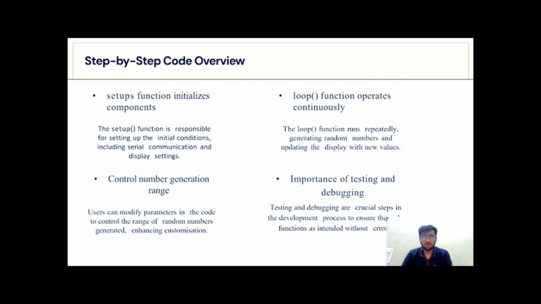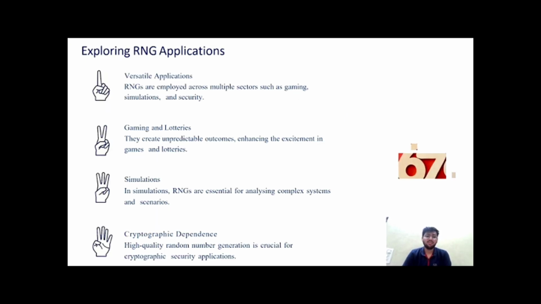Now, code overview of our project. First, setup function. Setup function is responsible for setting up the initial conditions, including serial communication and display setting. Loop function. The loop function runs repeatedly, generating random numbers and updating the display with new values. Now, control number generation range. Users can modify parameters in the code to control the range of random numbers generated, enhancing customization. Now, importance of testing and debugging are crucial steps in the development process to ensure that code functions as intended without any errors.